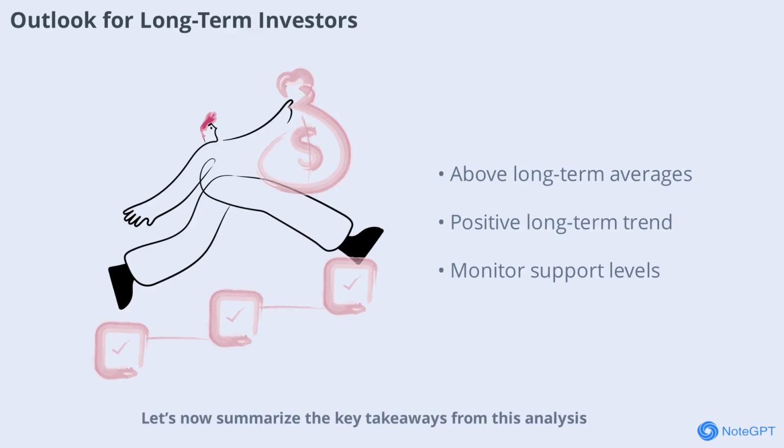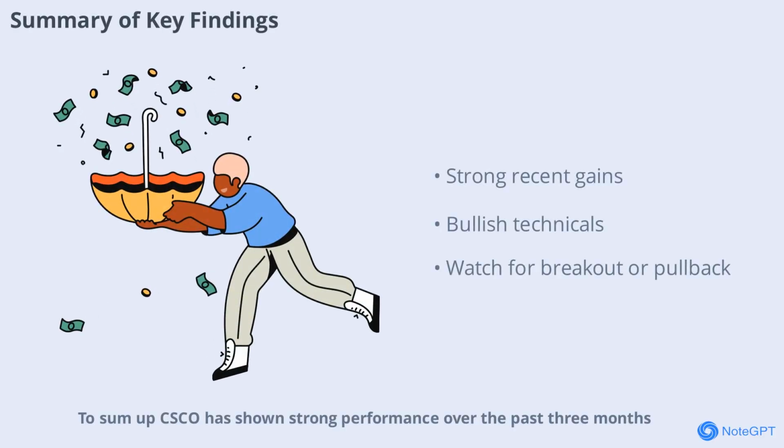Let's now summarize the key takeaways from this analysis. Sum up: CSCO has shown strong performance over the past 3 months, with steady gains and healthy volume. Most technical indicators point to a bullish trend, though some short-term signals suggest caution. The stock is near resistance and its 52-week high, so a breakout or minor pullback could occur. Both short-term traders and long-term investors should stay alert to changes in momentum and volume.